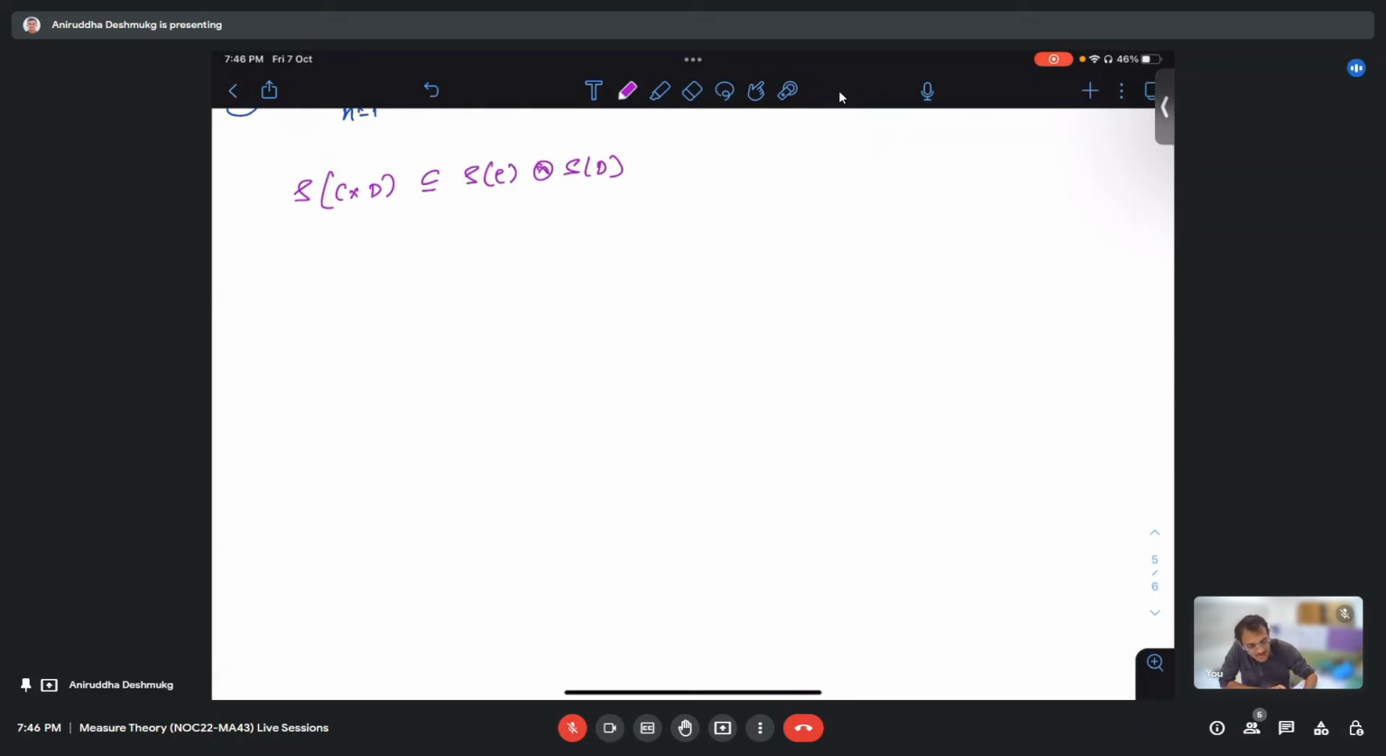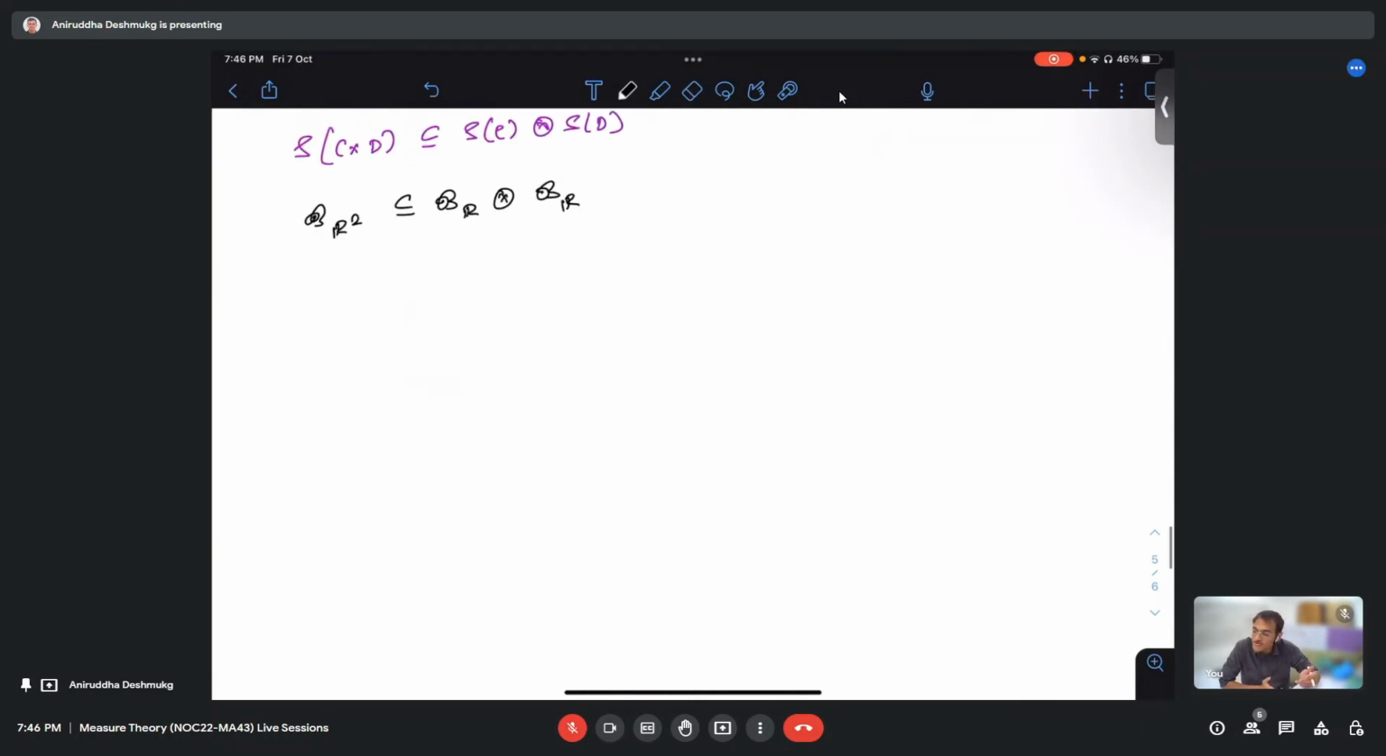So can I say that the Borel sigma algebra of R2 is definitely contained inside the Borel sigma algebra of R cross the Borel sigma algebra of R? Yes, by invoking the previous line. Just by this purple line, I can see this. We just need to prove that they are equal. But there also we have a result.